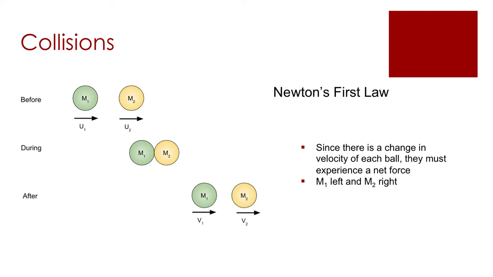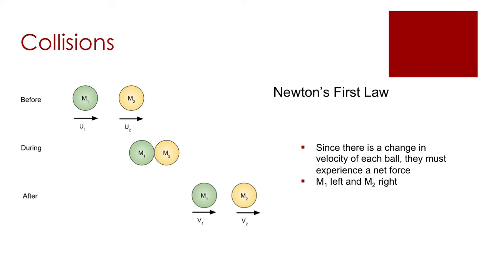Okay, so let's apply this to collisions. Here you can see I've got two balls, a green one and a yellow one, mass 1 and mass 2, and I've got u1, u2. Remember, u means the initial velocity, and then I've got them when they collide, and then after, and notice I'm going to call it v1 and v2 for final velocities. Now, they don't have to have the same velocities. In fact, they better have different initial velocities or they're not going to even collide together.